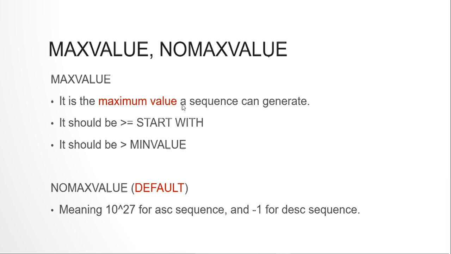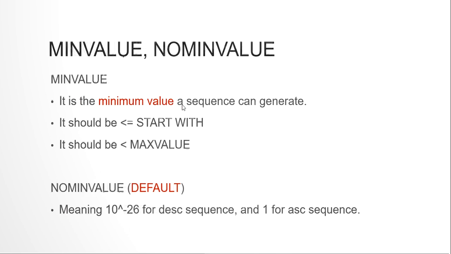Now the max value. Max value is the maximum value a sequence can generate. This max value should always be greater than or equal to the start with value, and it should always be greater than the minimum value. It is like I am saying, start my sequence with 1, increment it by 1 every time, but the max value is 5. So it's like 1, 2, 3, 4, 5, and at 5 it is the max, okay. So that is what max value states, the maximum value a sequence can have.